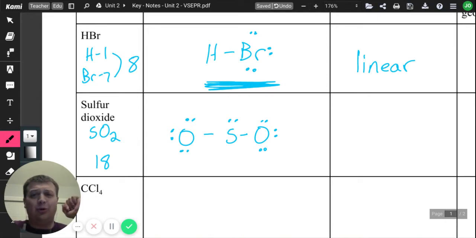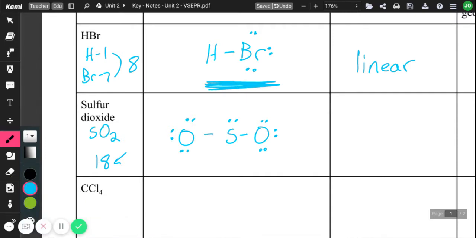Can I add 2 more? Well, no, I can't, right? Because I can only have 18 valence electrons, and currently I have 18 valence electrons. So then how do I satisfy this octet for sulfur? Well, what I'm going to have to do is share one of the pairs from one of my oxygens.